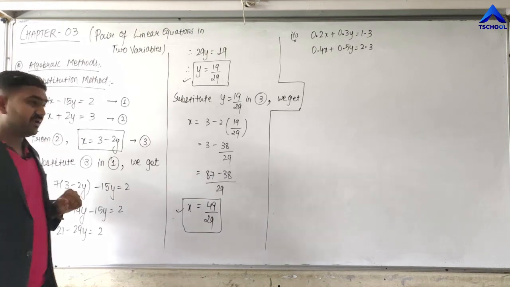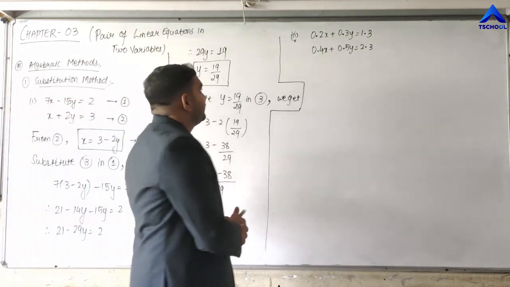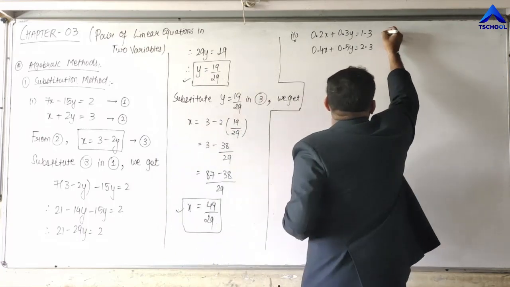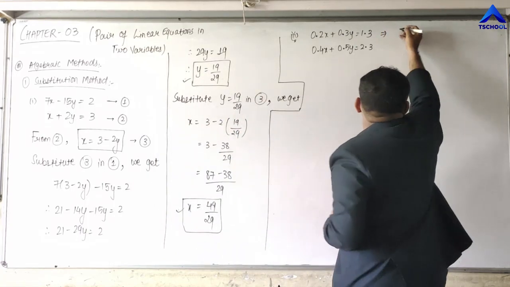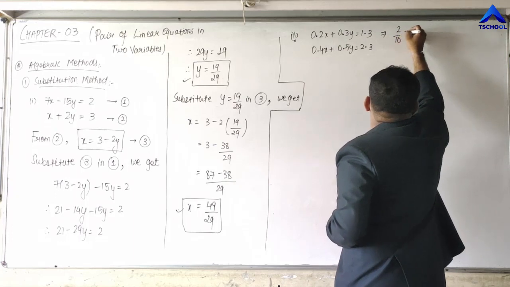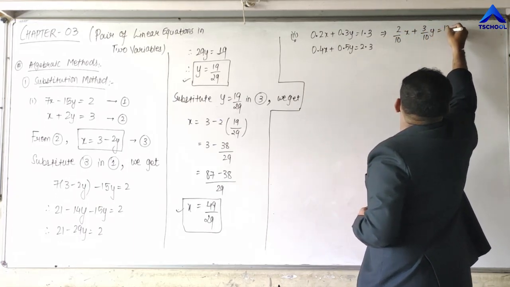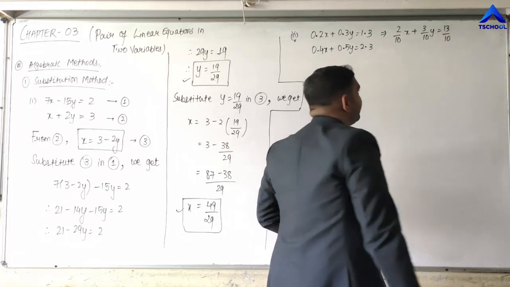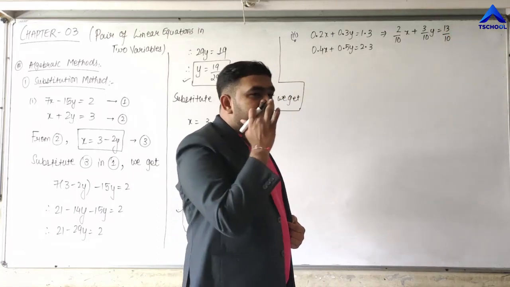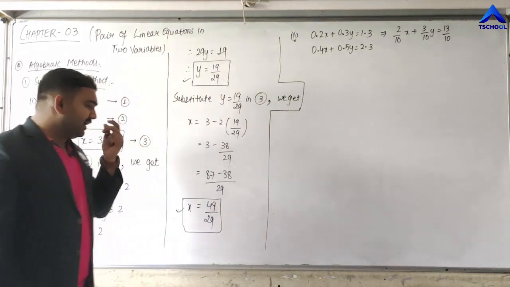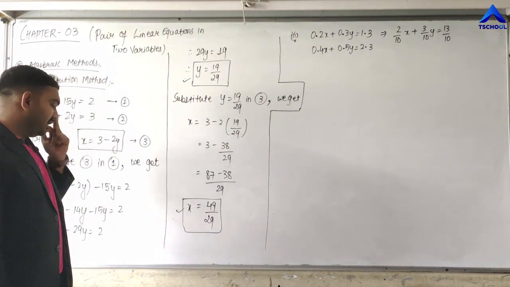Let us try to convert them in the form of numbers. So removing all the decimals, or if you don't know how to remove the decimals, simply write it like 2 by 10 x plus 3 by 10y is equals to 13 by 10, right? 0.2 can be written as 2 by 10, 0.3 can be written as 3 by 10, and 1.3 can be written as 13 by 10.